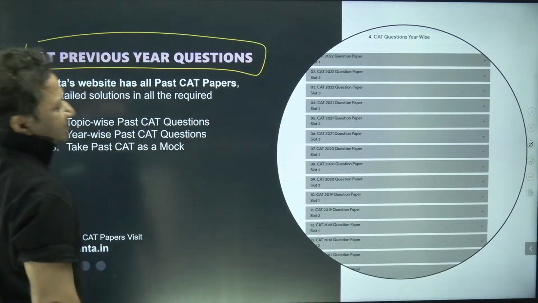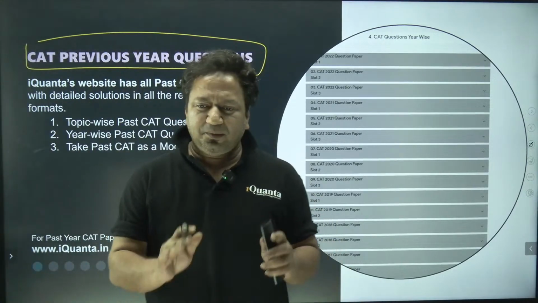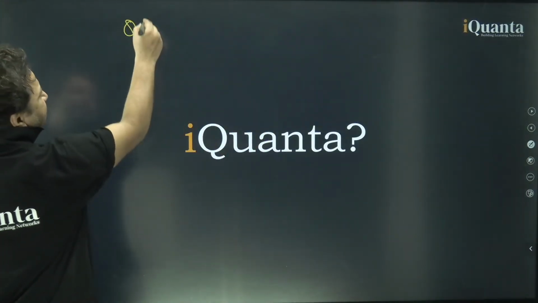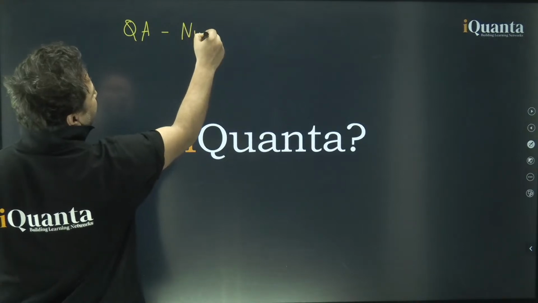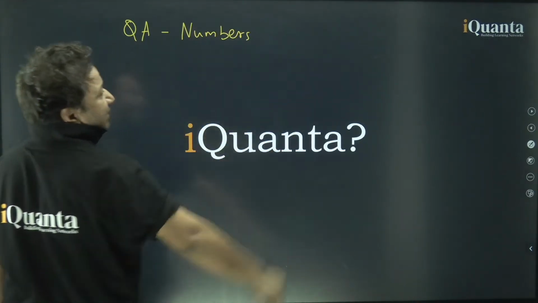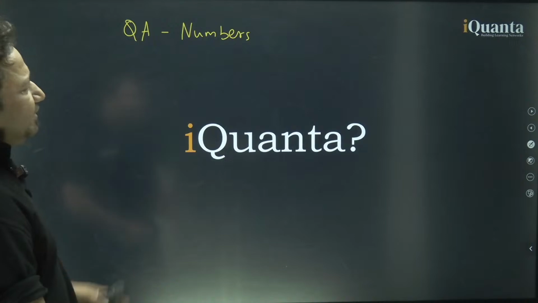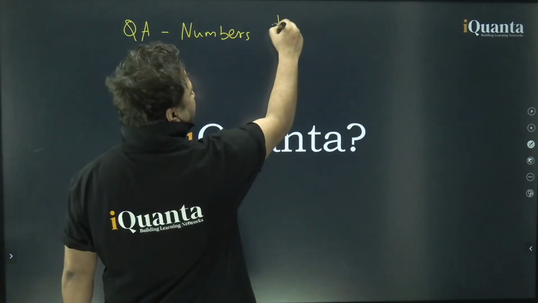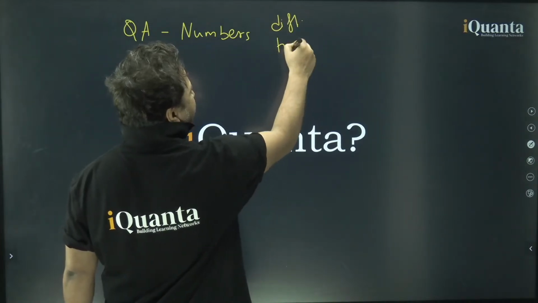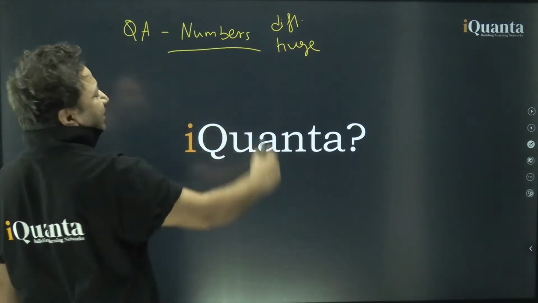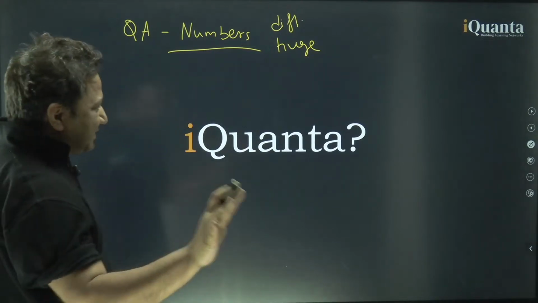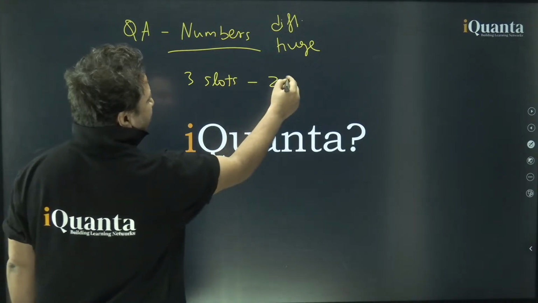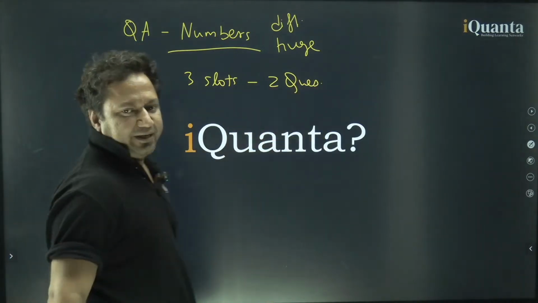Now why I say that, because I have seen people, if I talk about quants, I'll talk one by one about sections. So in quants there's a topic called numbers, all right. Now we have very little time left, only 7 months, so what needs to be done here? Numbers is a topic which is difficult and it's huge. And its contribution in CAT over the last few years is, in the last year, in 3 slots combined, there were only 2 questions on numbers.